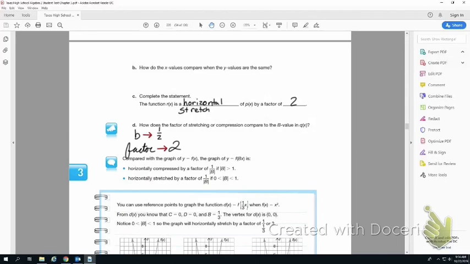Below that, this is just a quick summary of all that. I feel like they kind of complicated it in there. It's going to be a horizontal compression if your b value is greater than 1. It's going to be a stretch if your b value is between 0 and 1. I think those rules are a little bit easier to follow.